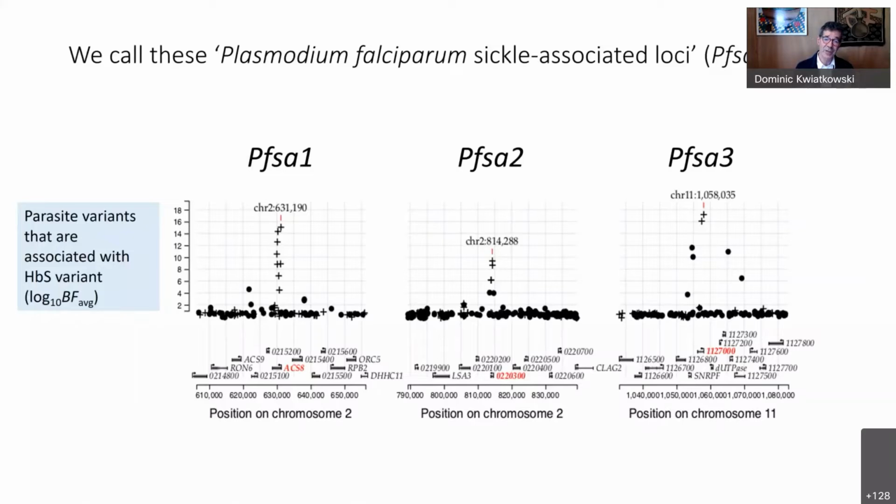We call them pfsa1 plus and pfsa1 minus. If it's pfsa1 plus, it means it's carrying the variant that is more likely to be carried by people with sickle. And if it's carrying pfsa1 minus, it means they're carrying the variant that's most likely carried by people that don't have sickle. So we found these three positions in the genome.